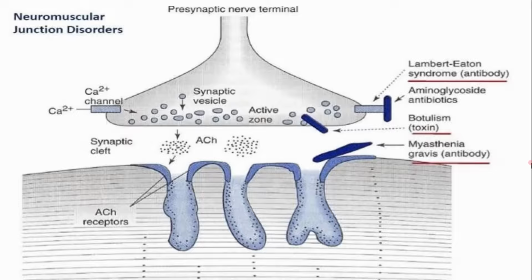This botulinum toxin can also be used cosmetically. Say I have grown old, now I have developed some wrinkles. So if a Botox injection is given, what will happen? There will be no release of neurotransmitter from the presynaptic terminal to the postsynaptic membrane. So less contraction of the muscle. So this wrinkle will disappear.